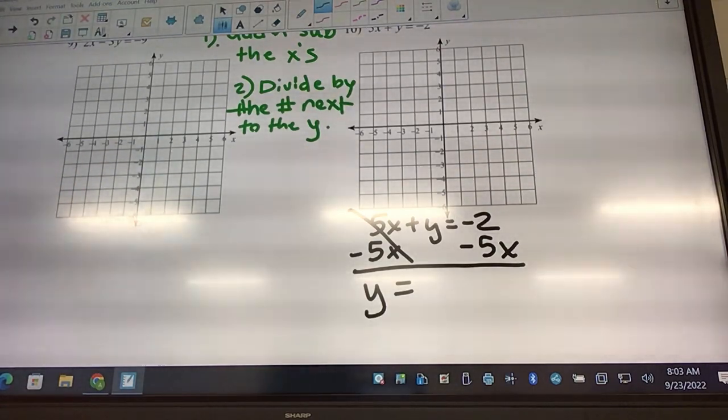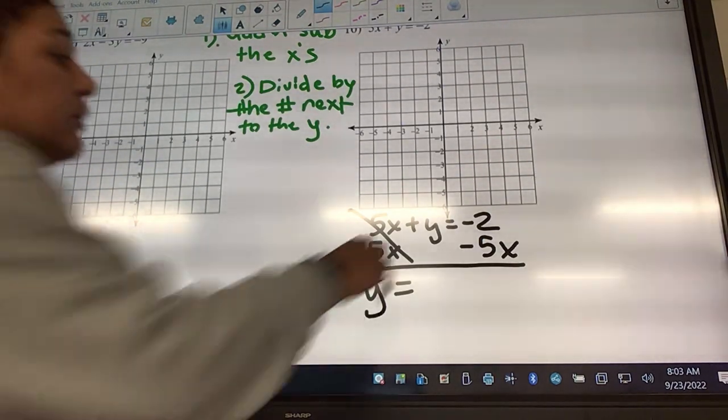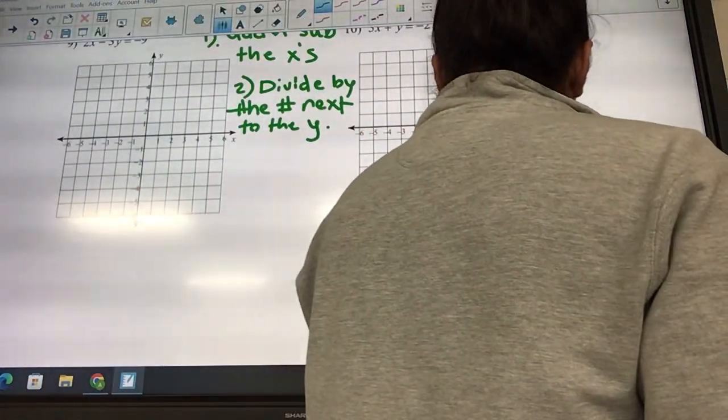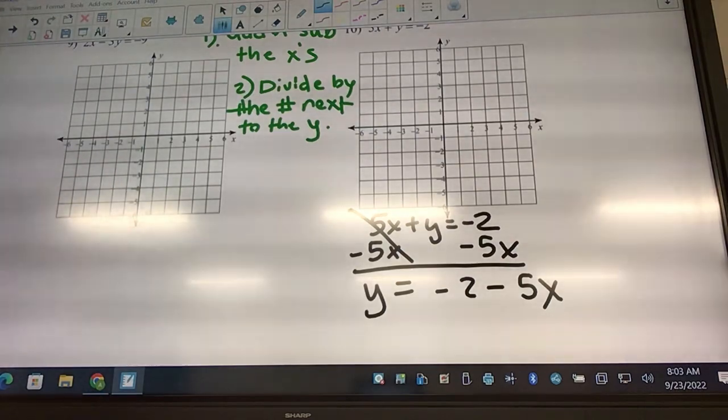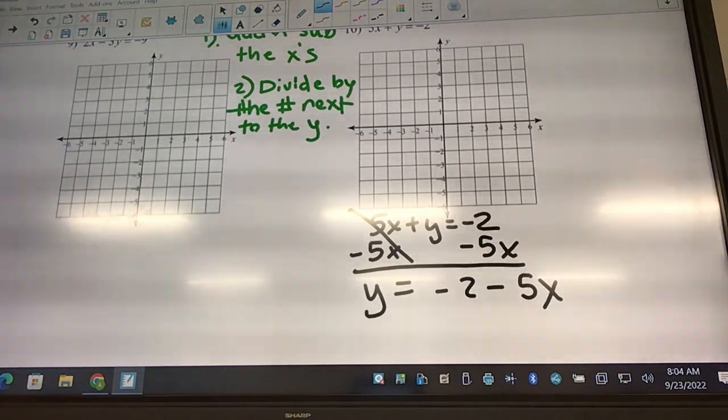Okay, so essentially all you're doing is writing them in a straight line. I got negative 2 minus 5x. Okay, I didn't change anything, I just moved them over. Is there a number next to the y? No, so we don't need to divide on this one, so that's nice.